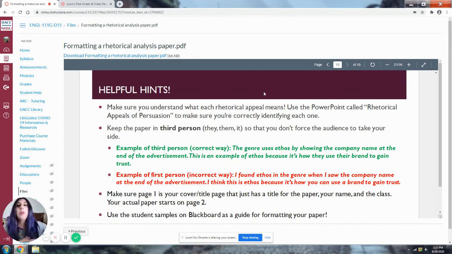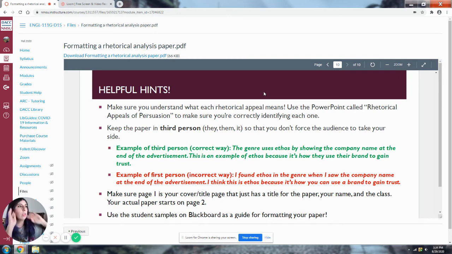Make sure you understand what each rhetorical appeal means. If you need my help, stop by office hours. I can help you with that. Use that PowerPoint that we are examining this week to make sure you're correctly identifying each one. Keep the paper in third person, they, them, it, the genre, this paper, so that you don't force the audience to take your side. You do have a thesis that's determining how it persuaded you, but you're keeping it a little more formal.